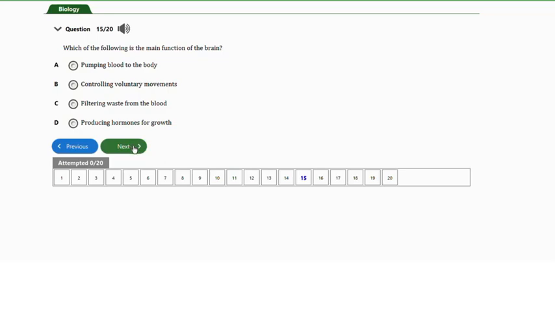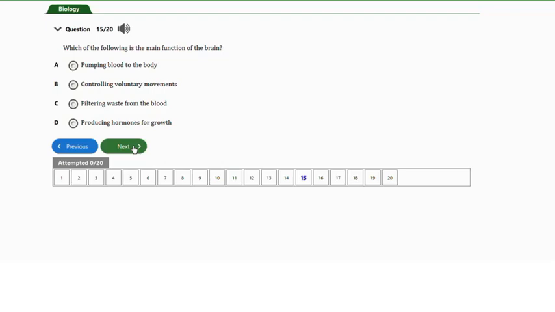So the next question is question number 15. It says, which of the following is the main function of the brain? A, pumping blood to the body. B, controlling voluntary movements. C, filtering waste from the blood. D, producing hormones for growth. So guys, the answer to this question is option B, controlling voluntary movements.